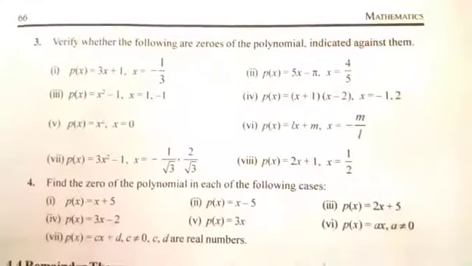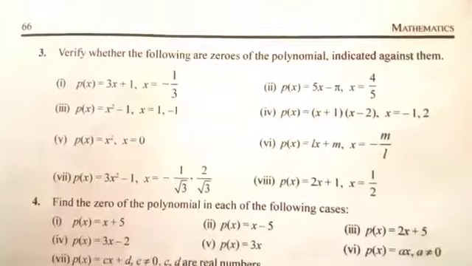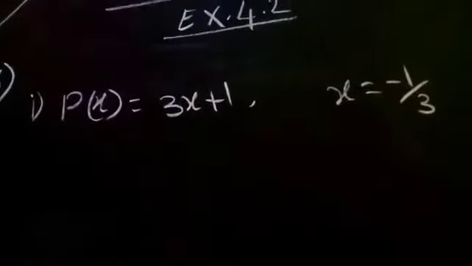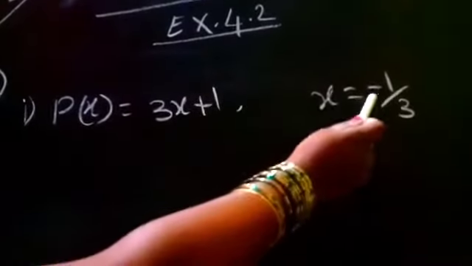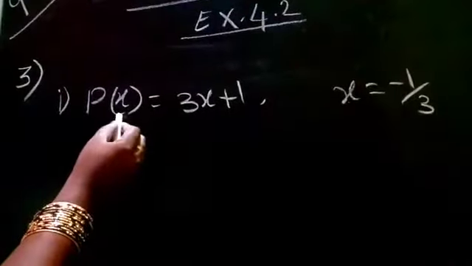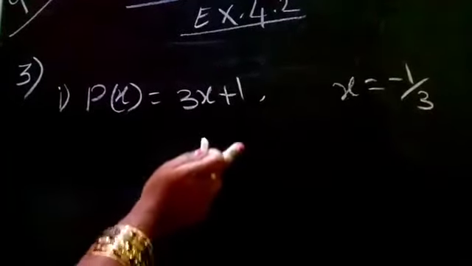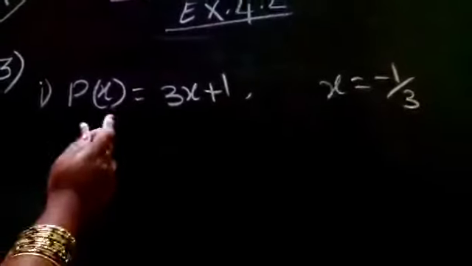Third main, verify whether the following are zeros of the polynomial indicated against them. In this, the first question is P of x equal to 3x plus 1. Here they given x equal to minus 1 by 3. Here we should apply x place as minus 1 by 3. The full value we have to get 0. Then this value is zeros of polynomial.